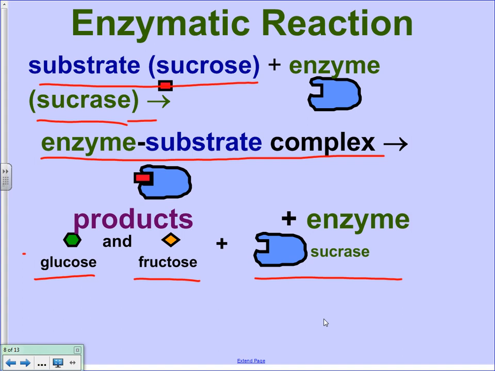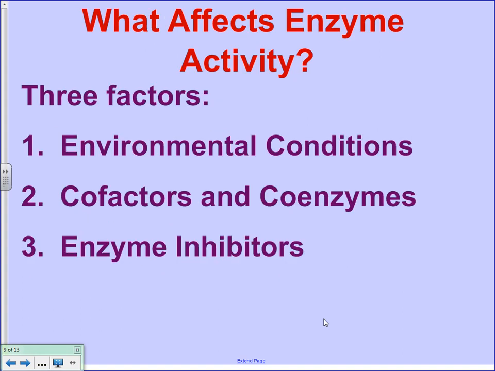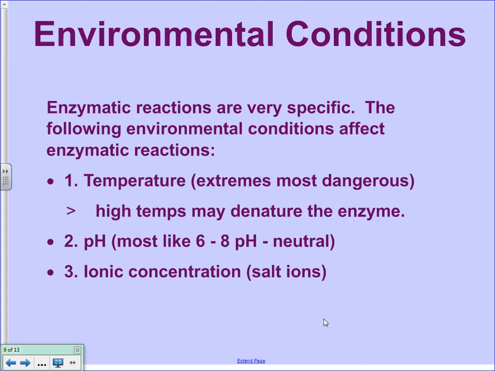So there are some things that affect enzyme activity. We're going to look at three different factors. We're going to look at some environmental conditions. We're going to look at the concept of cofactors and coenzymes. We're also going to look at some enzyme inhibitors. So let's look at environmental conditions.